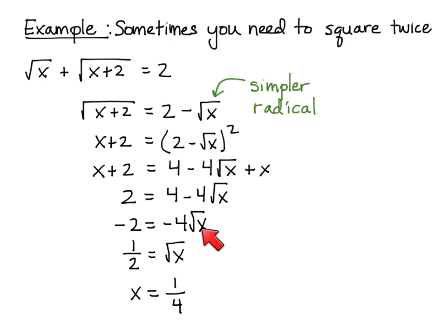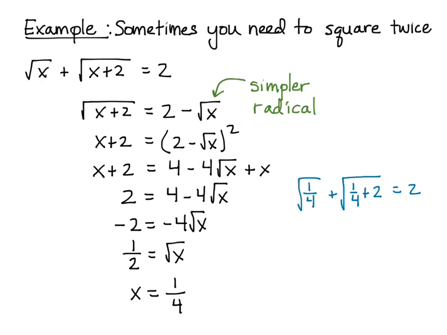Okay, so everybody follow how I got from here to here? That's 2/2, or 2/4. The negatives cancel. And then I have my square root isolated, so when I square that, I square the 1/2, and 1/2 times 1/2 is 1/4. All right?